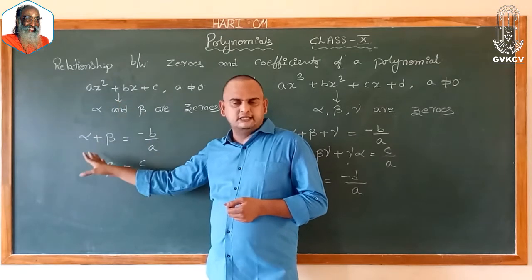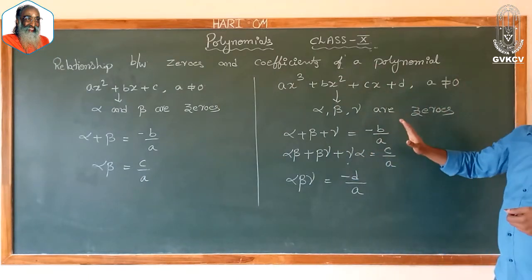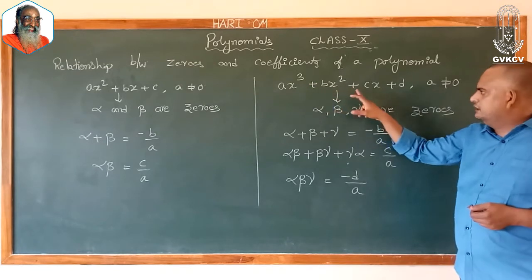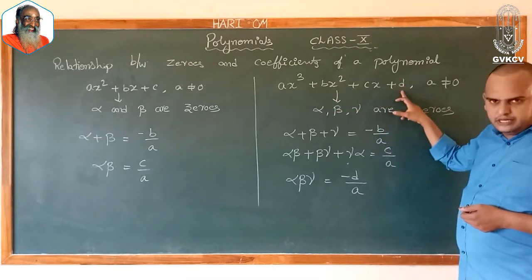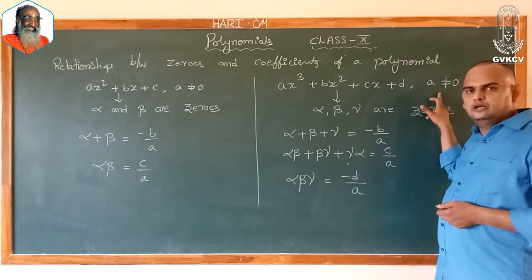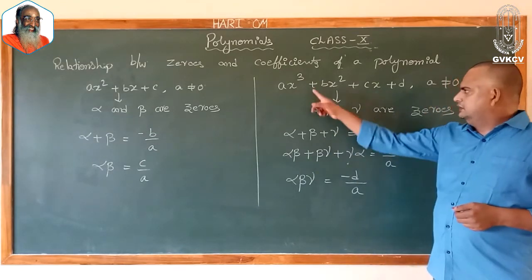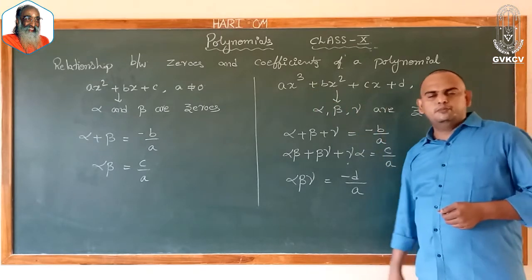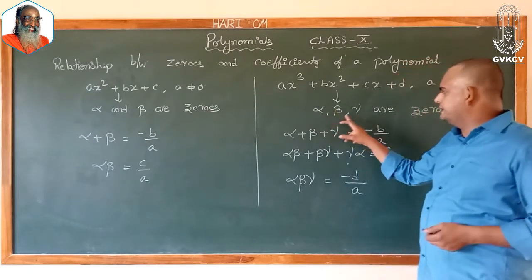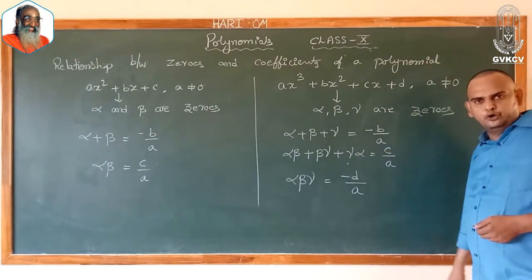This we already discussed. Now the next one, cubic polynomial: ax cube plus bx square plus cx plus d, where a is not equal to 0. Again a is not equal to 0, which is the leading coefficient. As we know, for every cubic polynomial we have three zeros. Let alpha, beta, gamma be the zeros of this cubic polynomial.